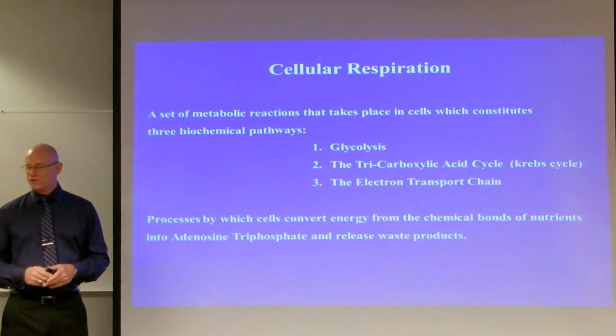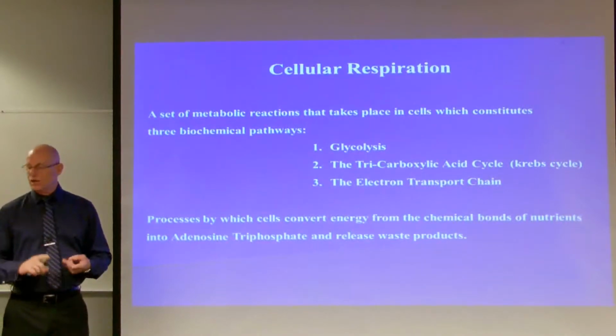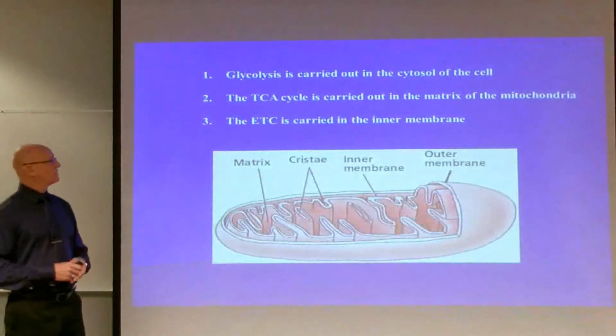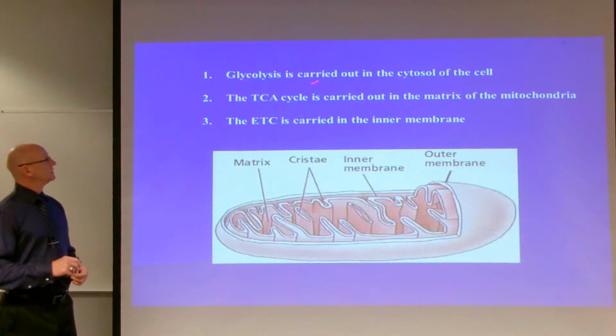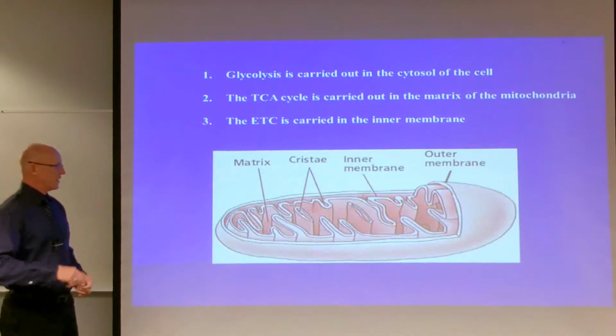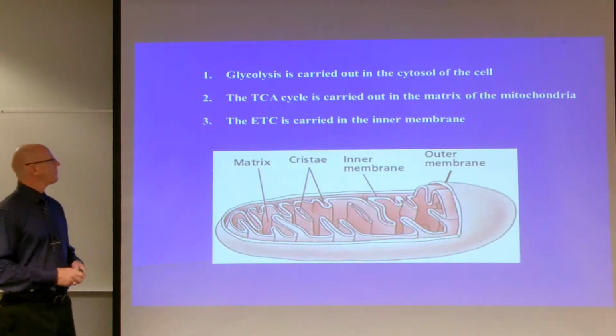So cellular respiration is a set of metabolic reactions that take place in cells, which constitutes 3 biochemical pathways. That's glycolysis, the tricarboxylic acid cycle, and the electron transport chain. These are processes by which cells convert energy from chemical bonds of nutrients into adenosine triphosphate and release waste products. Glycolysis is carried out in the cytosol of the cell. Now this is the mitochondria, and around this is the cytosol. That's the aqueous environment of the cell. And glycolysis is carried out in that aqueous environment.